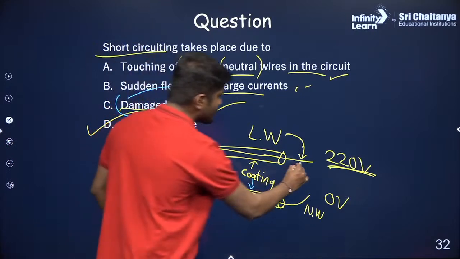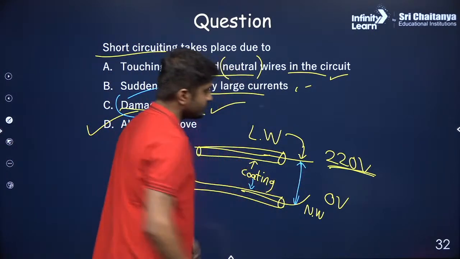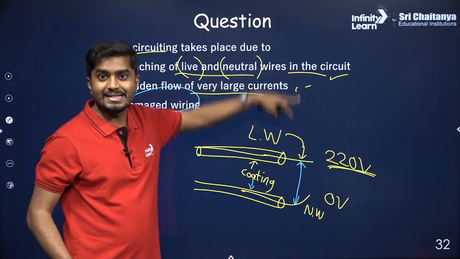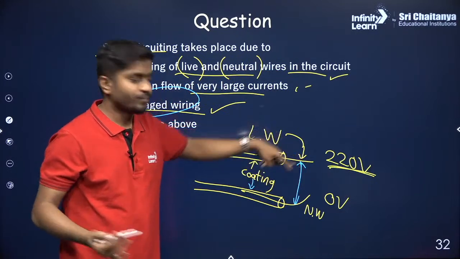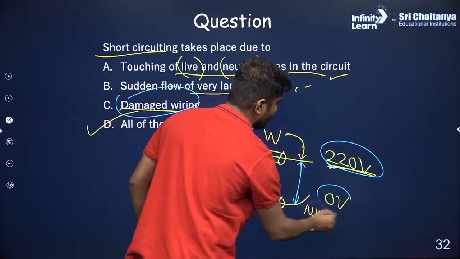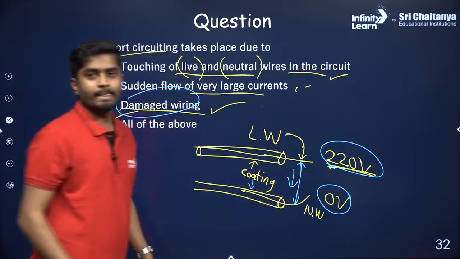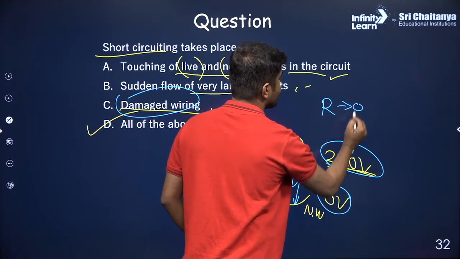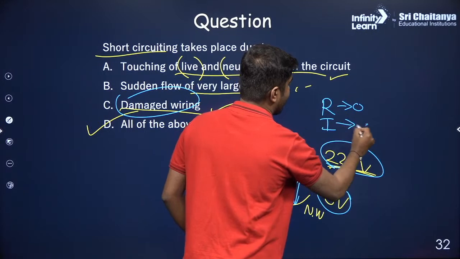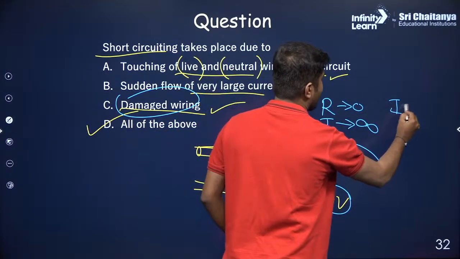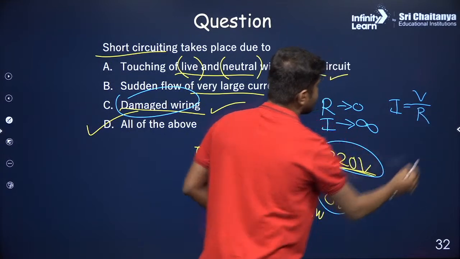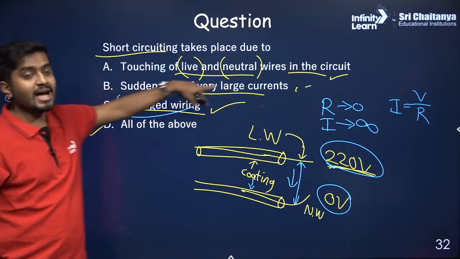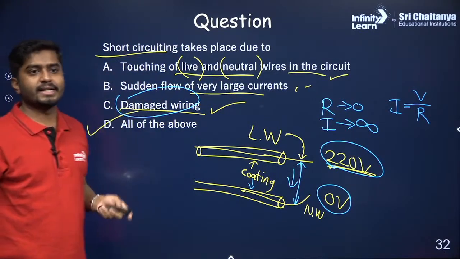Then what will happen? These two wires will connect. If these two wires connect, there is a touching of live and neutral wires in the circuit. What will happen? There is a higher voltage and a lower voltage. Suddenly a lot of current will flow. I told you just now, like 5 minutes back, if the resistance is 0 or almost 0, then the current is very large. From Ohm's law, what is I? V by resistance. If the resistance is 0, the current is large. So there is a sudden flow of a large amount of current. So all three of them are correct.